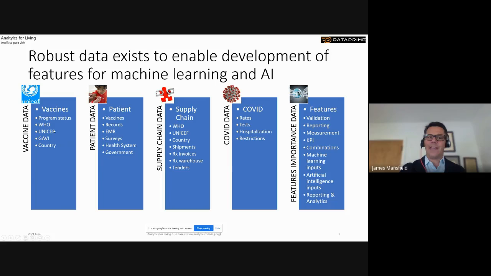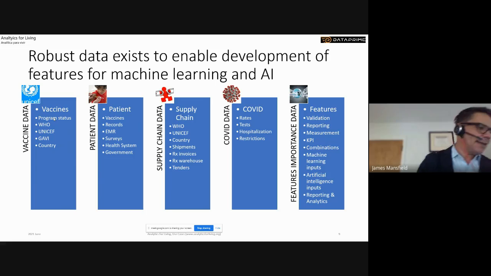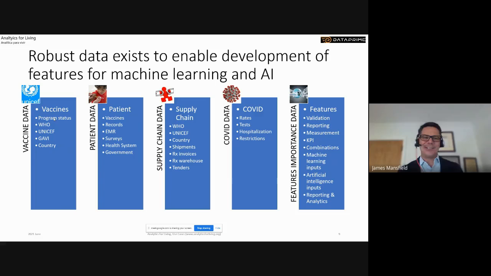If we go to the left on vaccines data, what data is needed? Well, one is vaccines data, program status. The World Health Organization, UNICEF, Gavi, and the countries all publish data. The tricky part is it's not in one database. So you have to combine it to analyze it and understand where the gap is, because it crosses those spaces.